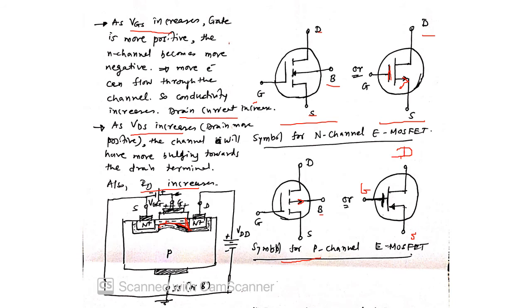Because it is P channel, that means the source is made up of P plus. That's why the arrow is outgoing from the source. So these are the symbols. Let us see now the characteristics based on VGS and VDS.